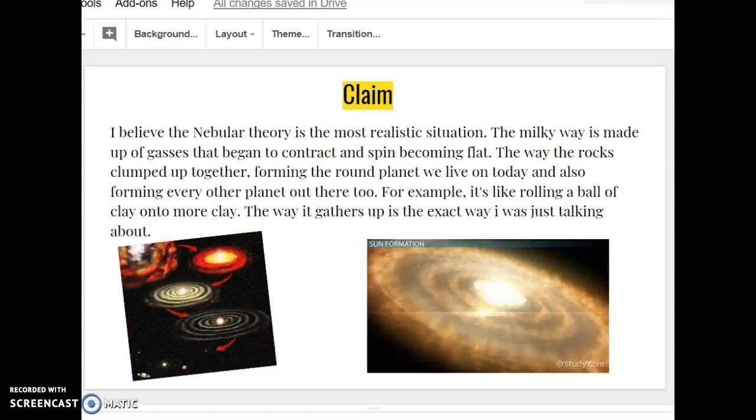Our claim is that the nebular theory is the most realistic situation, because the Milky Way is made up of gases that began to contract and spin, becoming flat, the way the rocks clumped up together, forming the round planet we live on today, and also forming every other planet out there too. Because of knowledge that we have outside of our research, we have come to the conclusion that the nebular theory makes the most sense and it matches up to what we know about our solar system today.